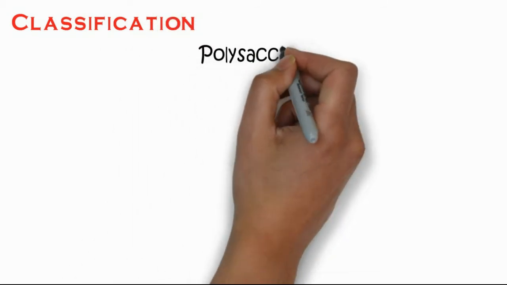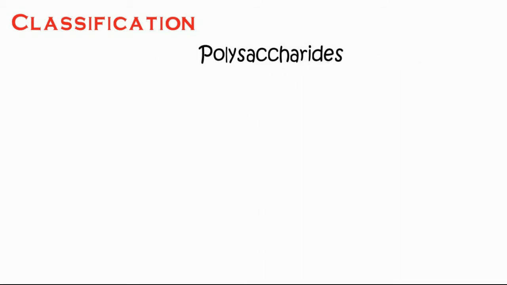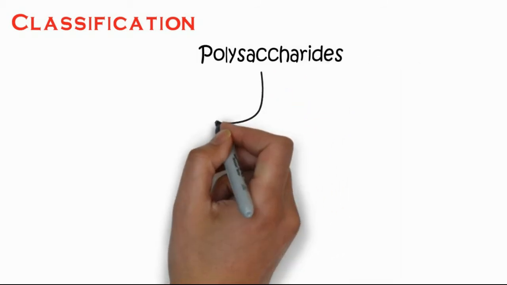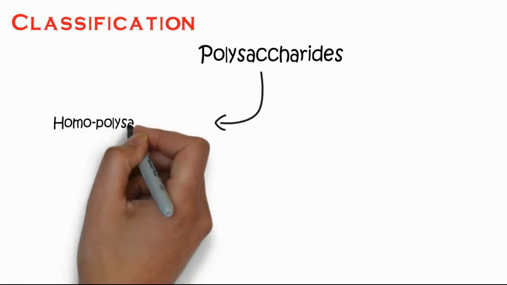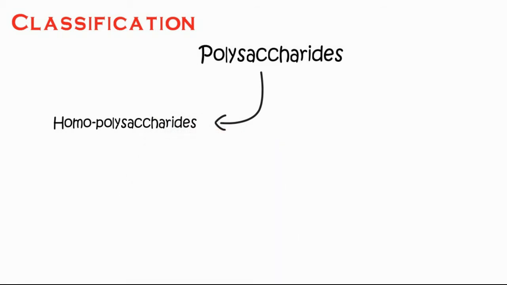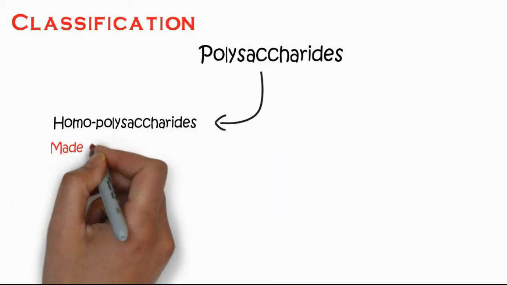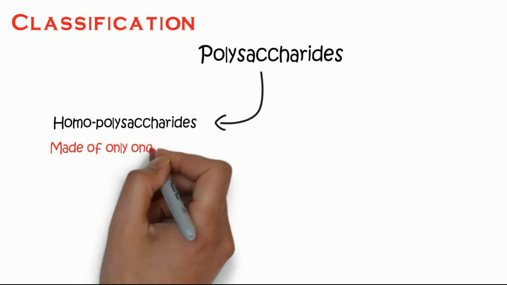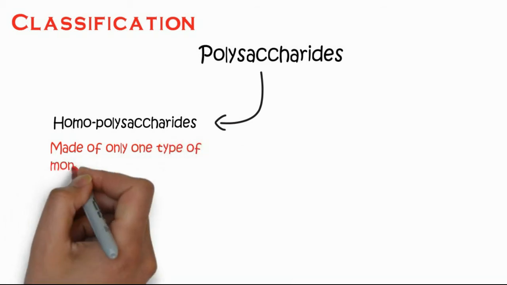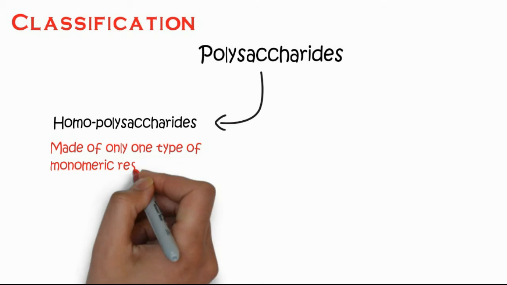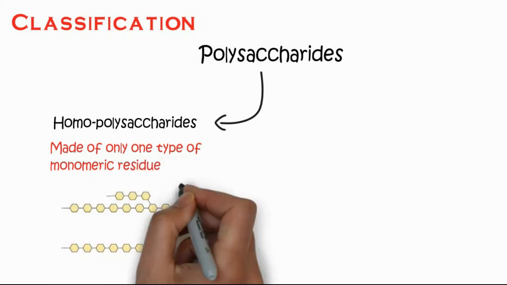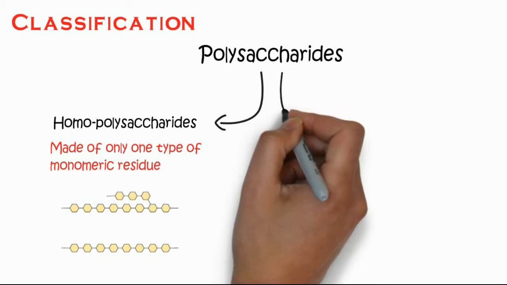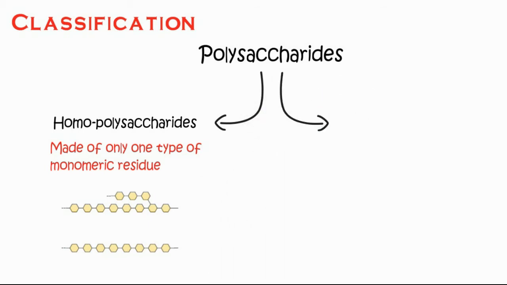Now, classifications. There are two main types of classification. Polysaccharide is classified into two main classes. One is known as homopolysaccharide. In homopolysaccharide, these compounds are made of only one type of monomeric residue or unit sugar. You can see here in this picture they may be branched or unbranched, straight.